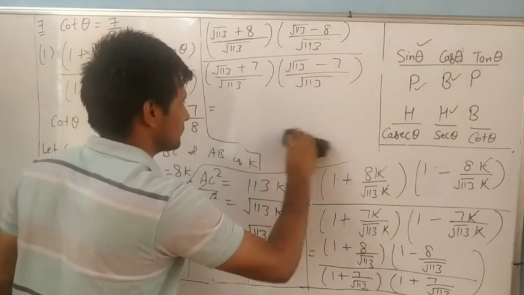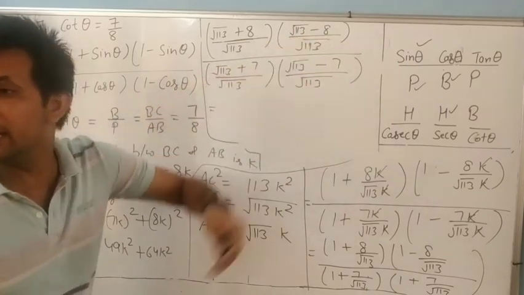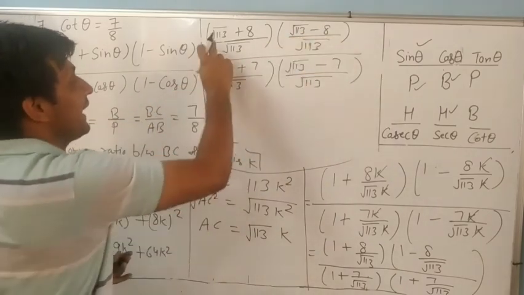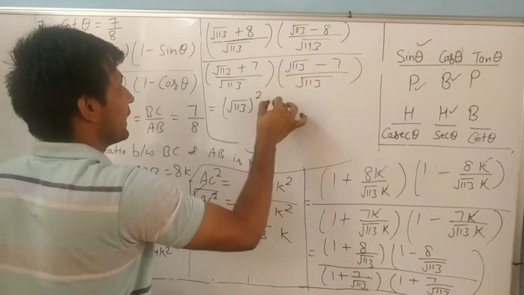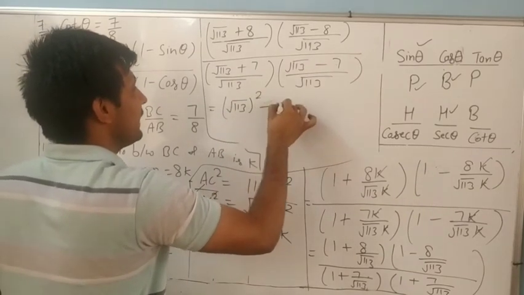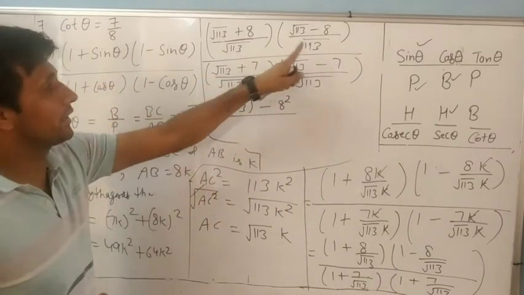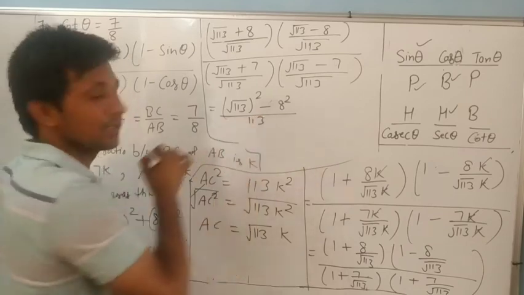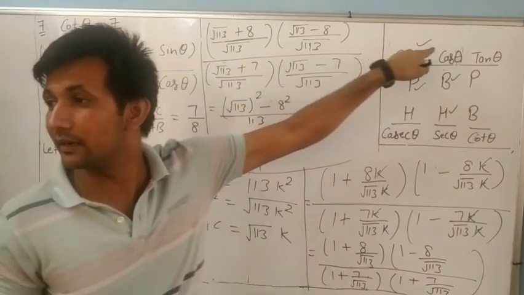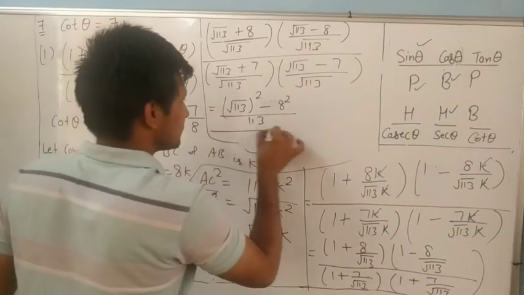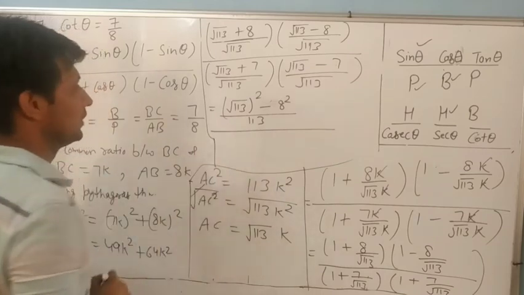Look. Yes, it is (a plus b) into (a minus b), whole square. So you will write a square: what is root 113 square minus 8 square, divided by root 113 into root 113. Okay, this one now becomes the bigger sign.